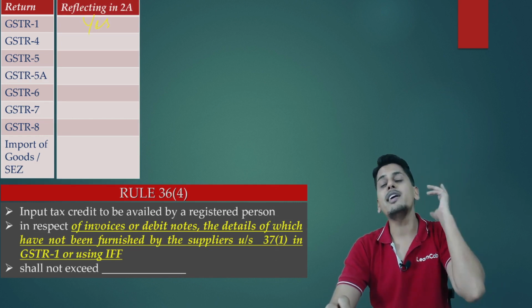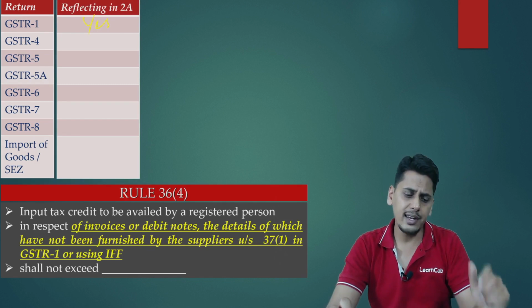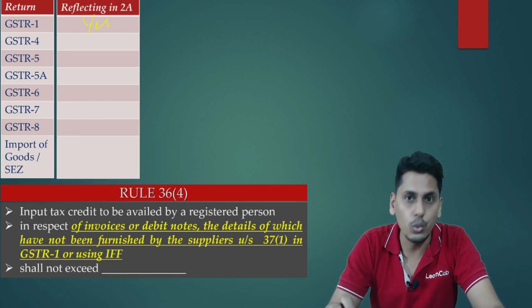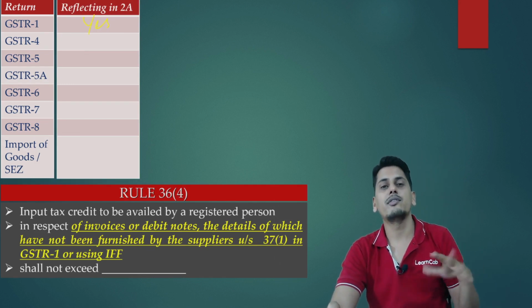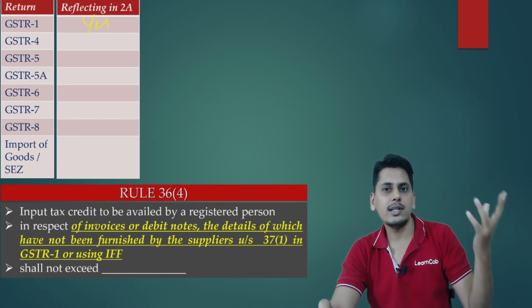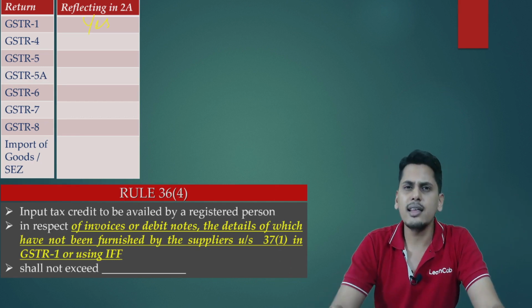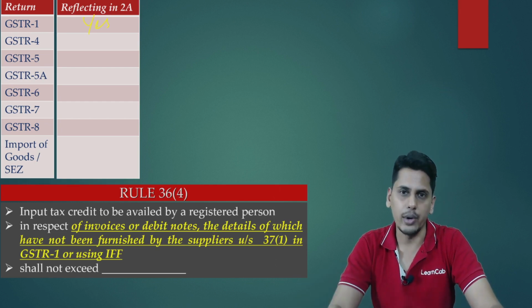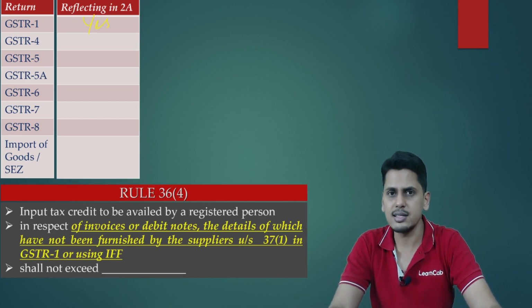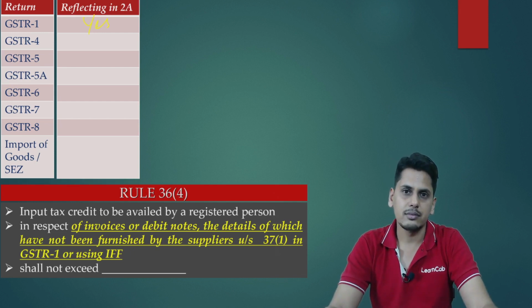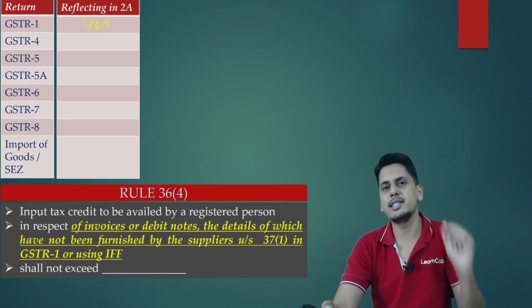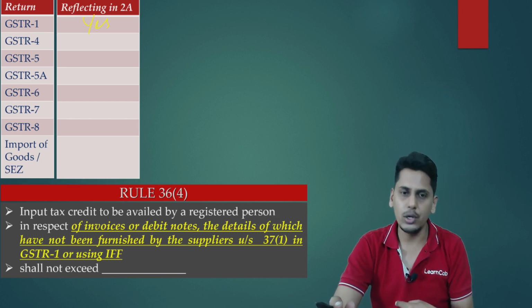When GSTR-4 is being filed, will it also be reflected in GSTR-2A? We are just visualizing that at one end, when some return is being filed, will it also get auto-populated at the other end in the recipient's GSTR-2A? Let's suppose I am the recipient. You have filed your GSTR-1. Will it reflect in my 2A? Yes.